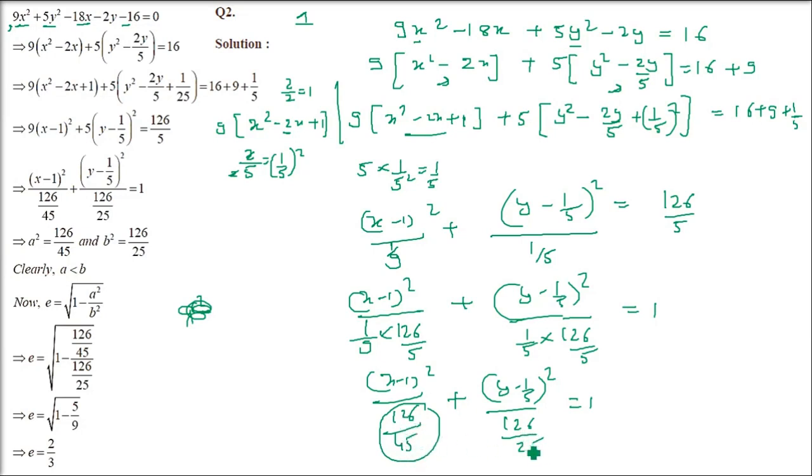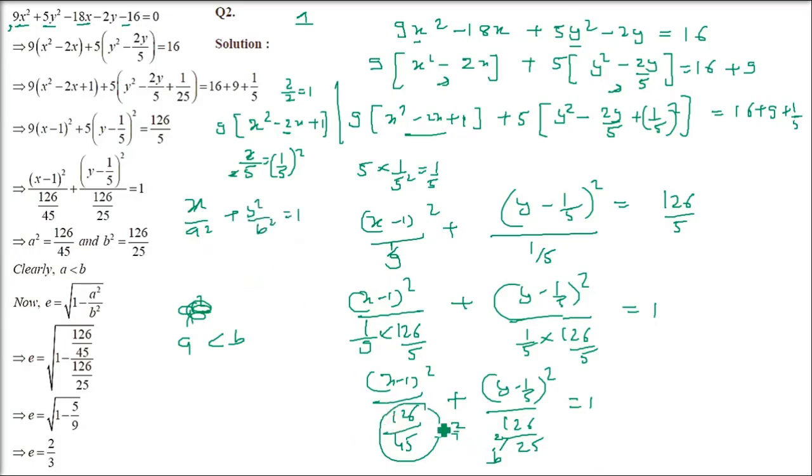Which one is higher? Which one is lower? 126 by 45 is lower than 126 by 25. So a is less than b here. That is, we are talking about a vertical ellipse, not a horizontal ellipse. a is less than b, right? So here we have, this is a square, 126 by 45 is a square. So x square by a square plus y square by b square equals 1.